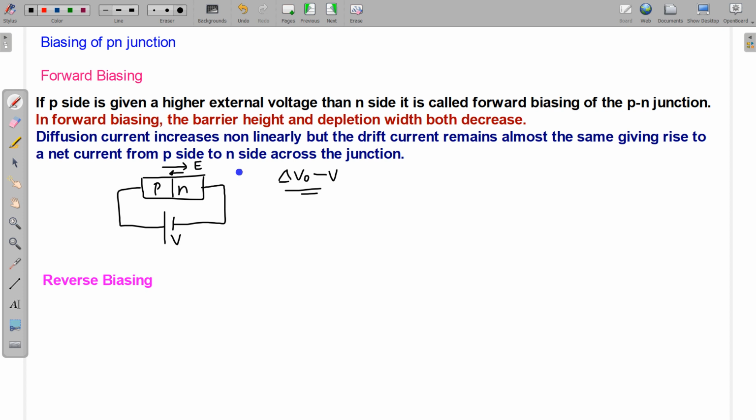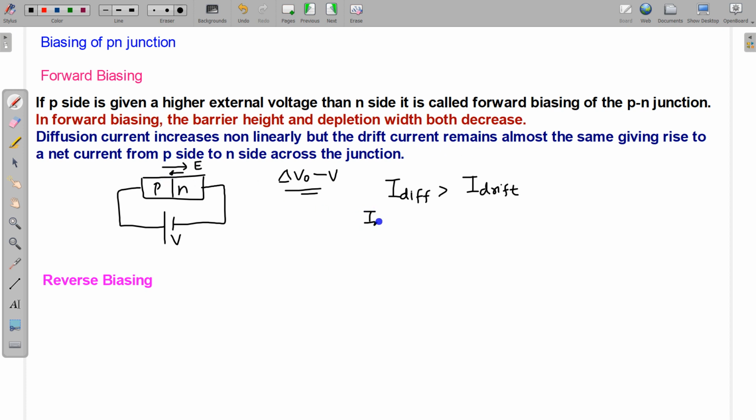Now it is biased. This kind of PN junction is now biased, and biased for what? It is biased for diffusion. Diffusion is more than drift. So obviously diffusion current is now greater than the drift current. So diffusion current increases non-linearly, but the drift current remains almost the same, giving rise to a net current.